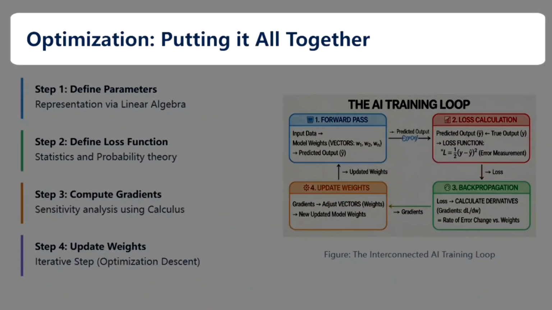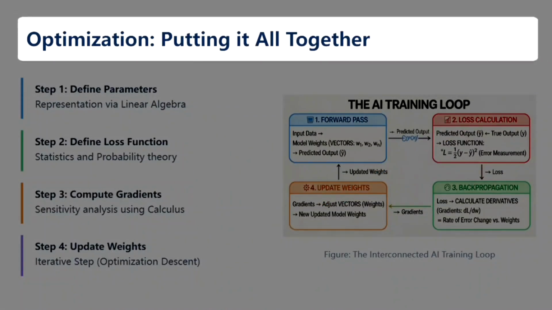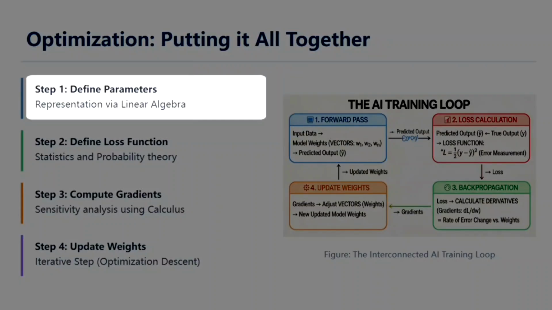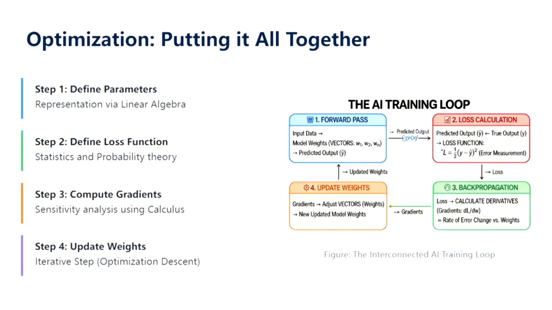Now that we've explored probability and statistics, we have all the pieces of the puzzle. Let's see how these mathematical pillars actually fit together to train an AI model. It all starts with step 1. Defining our parameters. As we discussed earlier when we covered linear algebra, we represent the data and model weights using vectors and tensors. This is the structural foundation of the entire system.